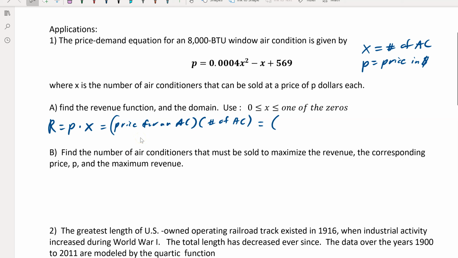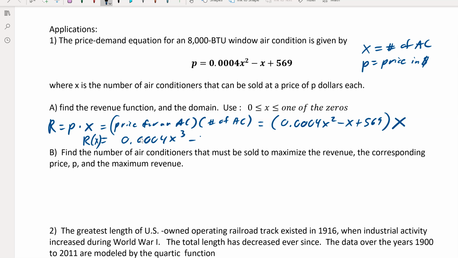So if you take your price function, which is 0.0004 x squared minus x plus 569, and you multiply it by the number of air conditioners, x, you end up with a revenue function in terms of x now. That is 0.0004 x cubed minus x squared plus 569 x. So we now have a function that represents the number of air conditioners sold and the revenue they would bring.